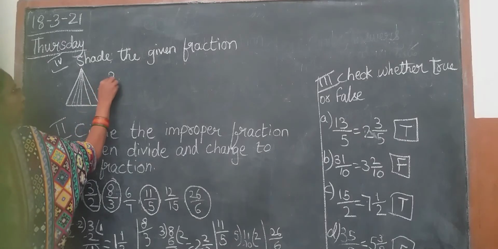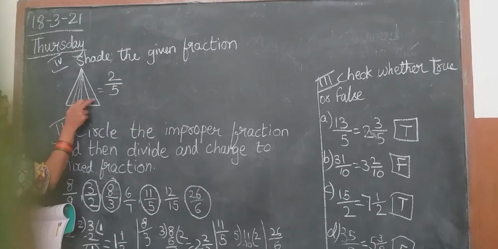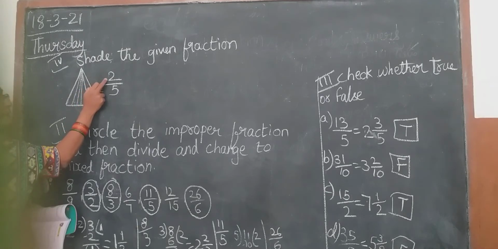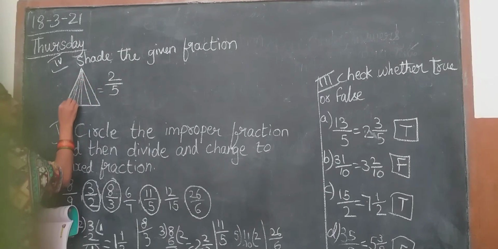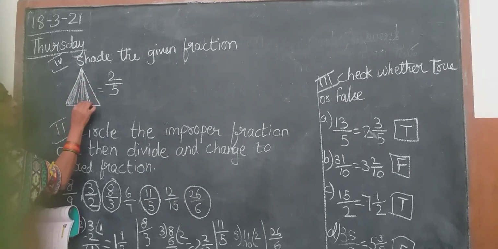What are they asking you to shade? How many parts are they asking you to shade? Here there are 5 parts. How many are they asking you to shade? Shade 2 parts. So one part you color, one part you color. 2 parts you have to color.